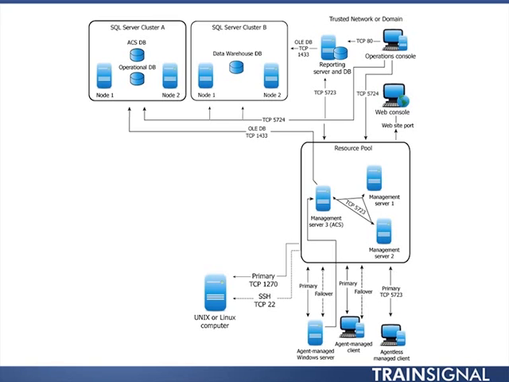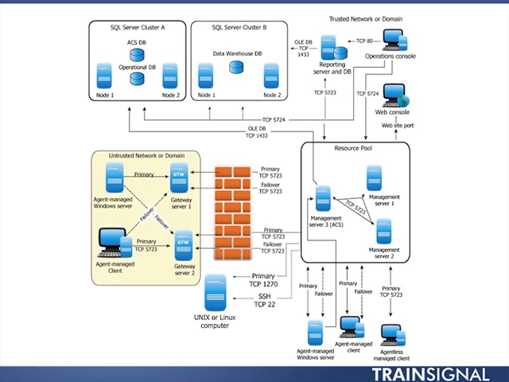Perhaps you want to have Unix or Linux computers be monitored on the network. Well, those talk to the Operations Manager servers with ports 1270, or if you're going to communicate with Unix and Linux computers using the SSH port of 22. And then we have outside systems that go through an actual firewall. These are going to be untrusted computers or domains, and these will go through a gateway server that communicates on the TCP ports that you can see on your screen through the firewall.